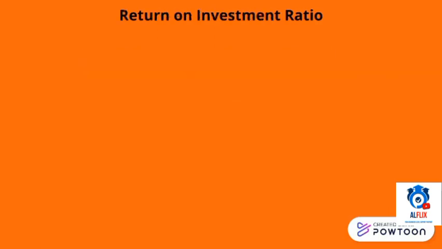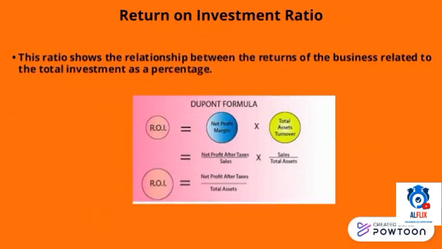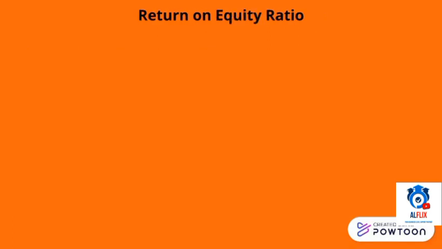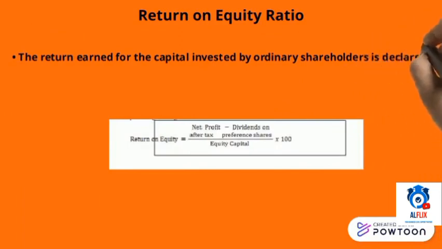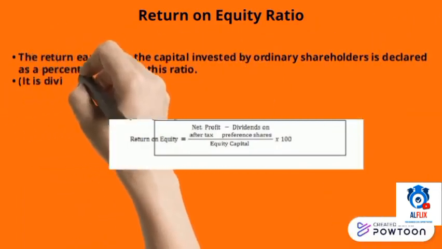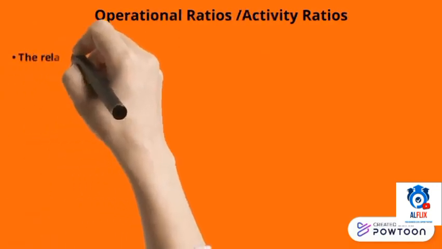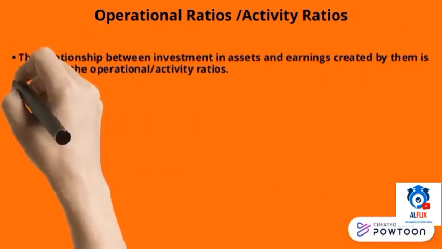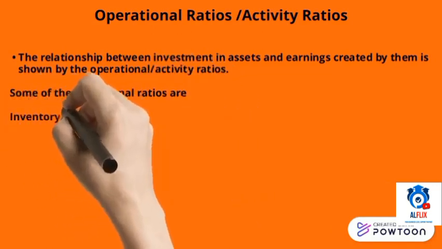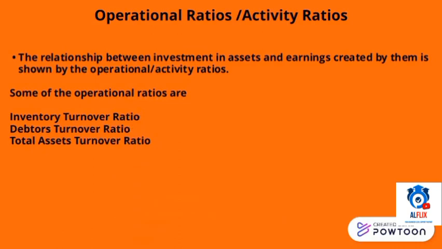Return on investment ratio. This ratio shows the relationship between the returns of the business related to the total investment as a percentage. Return on equity ratio. The return earned for the capital invested by ordinary shareholders is declared as a percentage through this ratio. Operational ratios or activity ratios. The relationship between investment in assets and earnings created by them is shown by the operational or activity ratios. Some of the operational ratios are inventory turnover ratio, debtors turnover ratio, and total assets turnover ratio.